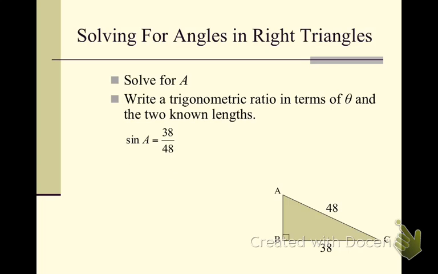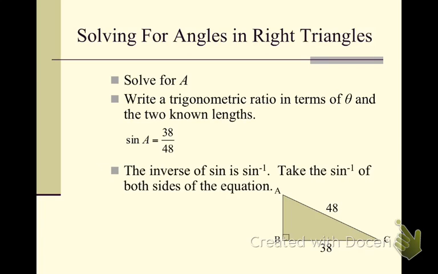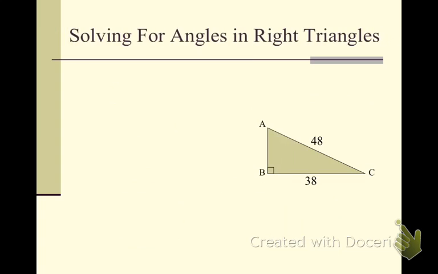So in this case, if we're solving for angle A, sine of A is the opposite, 38, over the hypotenuse, 48. We can do the inverse sine on both sides of the equation. That's going to undo the sine of A and leave us with just the angle A on the left side. The inverse sine of 38 over 48 is going to be the angle measurement of angle A, 52.3 degrees in this case. And you can plug that inverse sine right into your calculator.